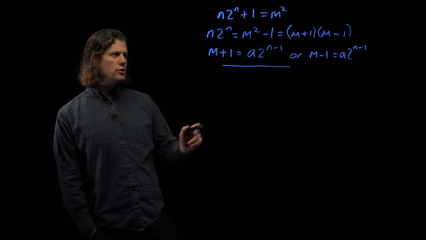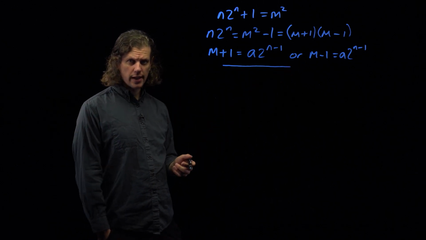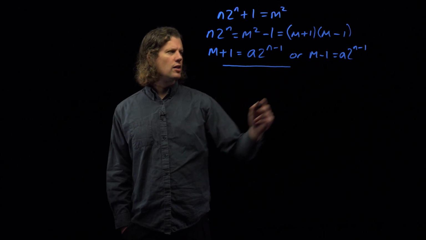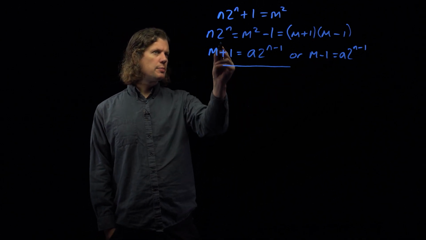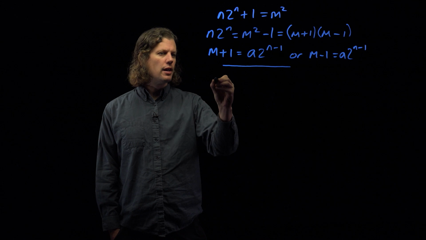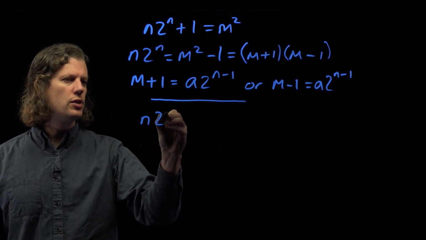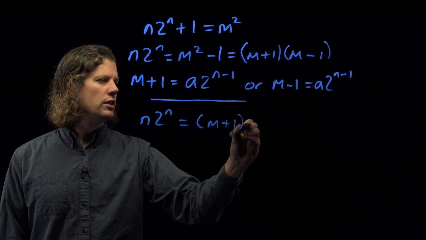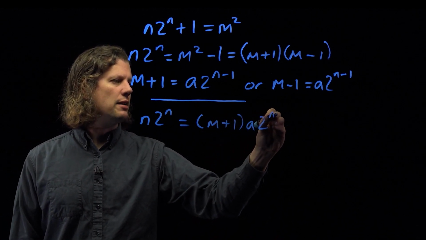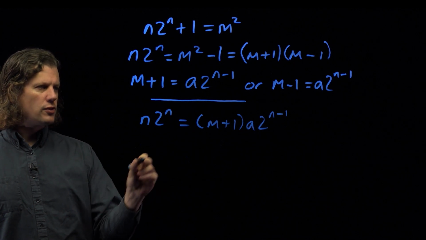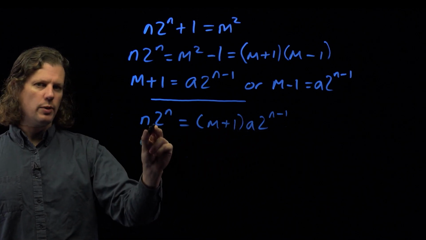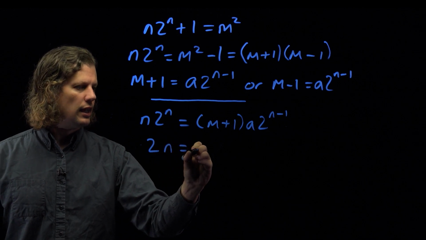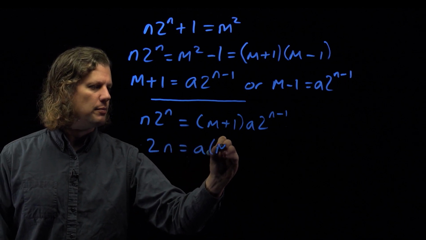OK, I'm going to do the second case first, as it turns out to be ever so slightly easier. So if m minus 1 is equal to a times 2 to the n minus 1, I can substitute into this middle formula here, and what I get is that n times 2 to the n is equal to m plus 1 times a times 2 to the n minus 1. And then I can cancel all the 2's from the right-hand side with most of the 2's on the left-hand side, and I get 2n equals a times m plus 1.